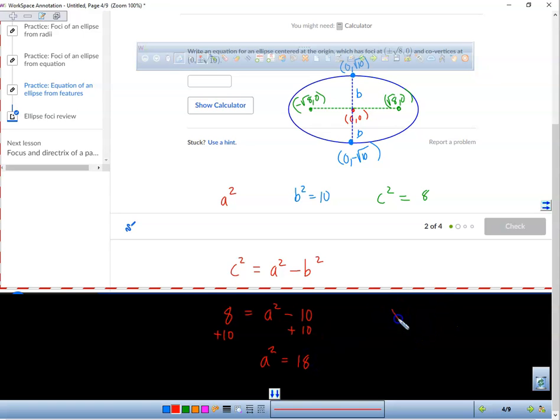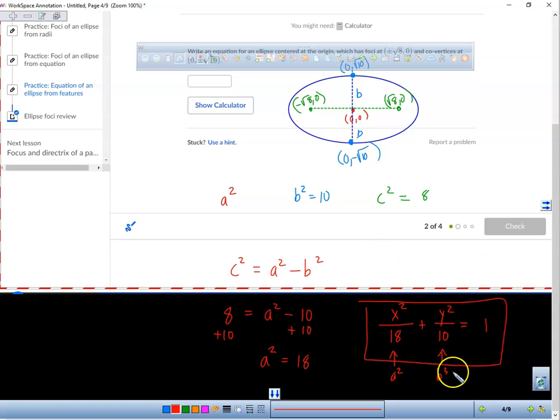Check this out. It's going to be x squared over 18 plus y squared over 10 equals 1. What does that represent? My a squared. What does that represent? My b squared. How do I find my c? Remember, it's always this minus this. Always gets you your c squared. A squared minus b squared always gives you your c squared.